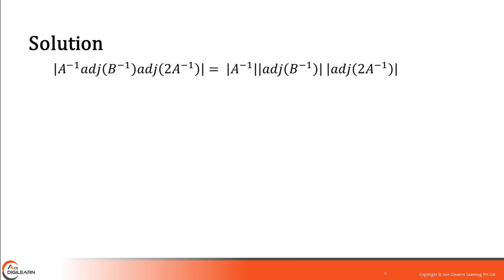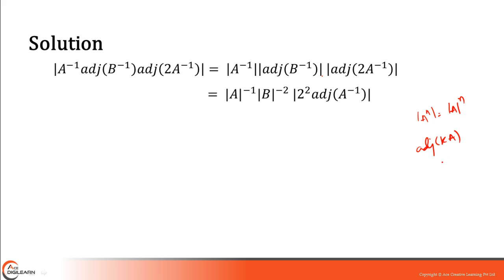We can write det of AB as det A into det B. So based on that property, we can write det of A inverse into det of adjoint of B inverse into det of adjoint of 2A inverse. Det of A inverse can be written as det A power -1, based on the property det of A power n is det A whole power n. Det of adjoint of B inverse can be written as det B power -2, and adjoint of 2A inverse can be written based on the property adjoint of kA is k power n minus 1 adjoint A, where n is the order of the matrix.